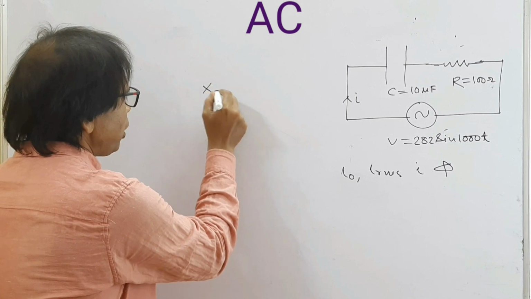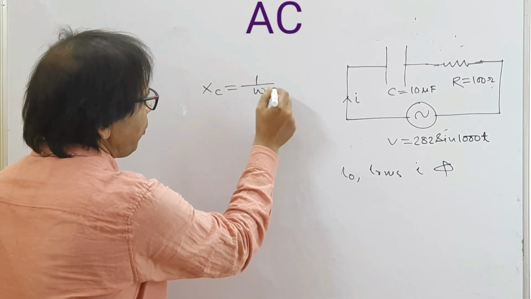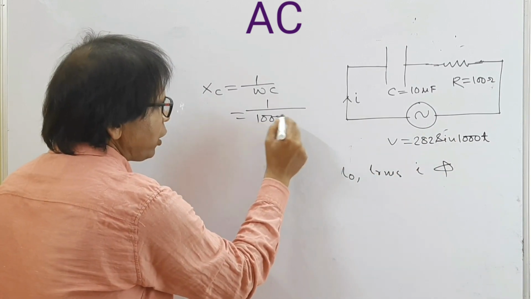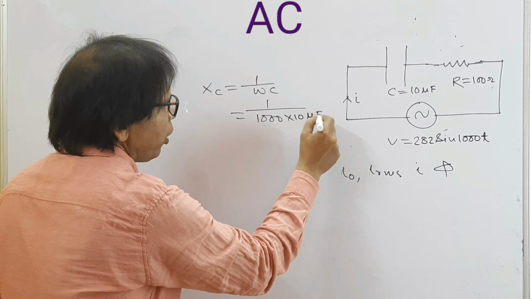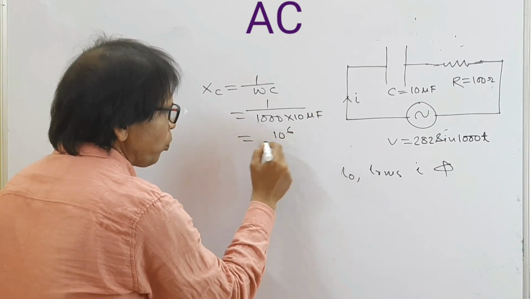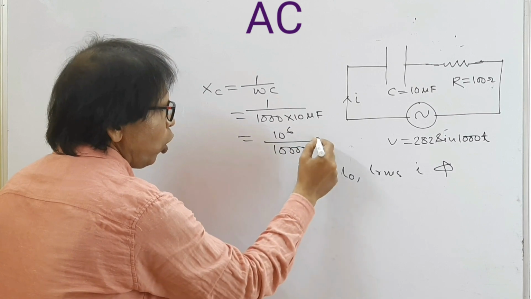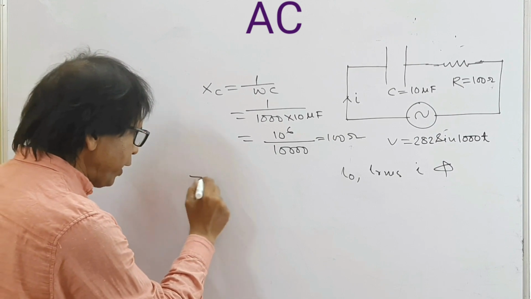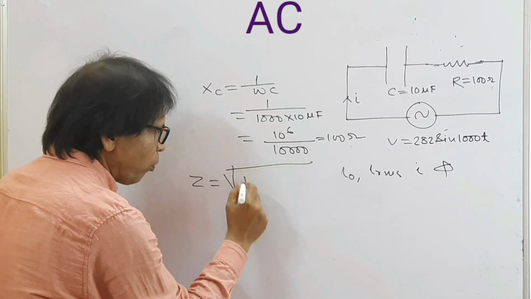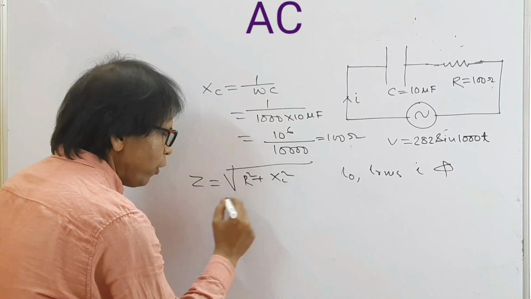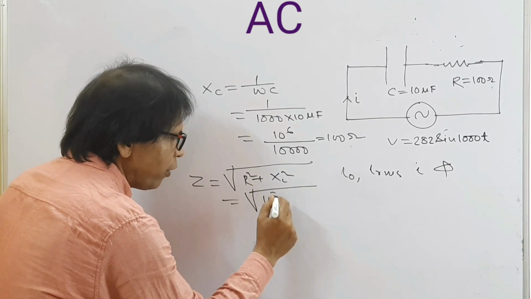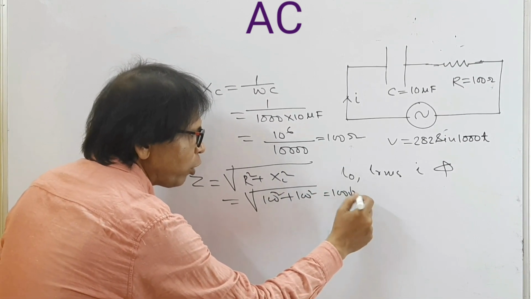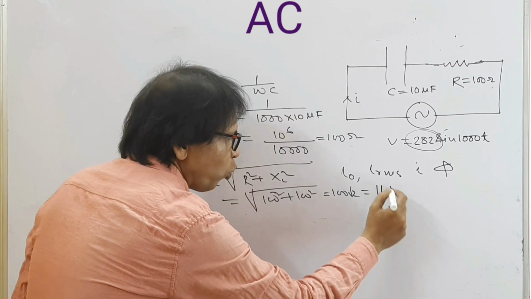This is the capacitive reactance XC. This is the 1 by omega C. So look at this. Omega is equal to 1000 and C equal to 10 microfarad. So this is 10 to the power 6 by 1000. So 100 ohm is the capacitive reactance. Now what is Z? Z equal to root under of R square plus X square. R is 100, so 100 square plus 100 square, so this is 100 root 2. So this is 141 ohm.